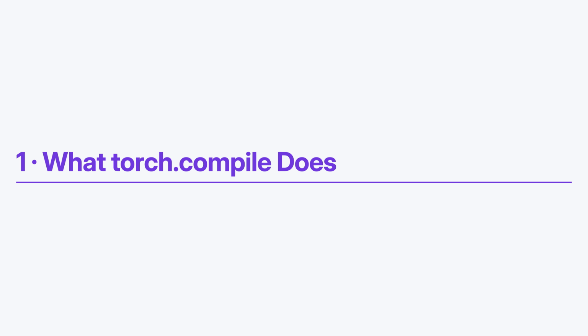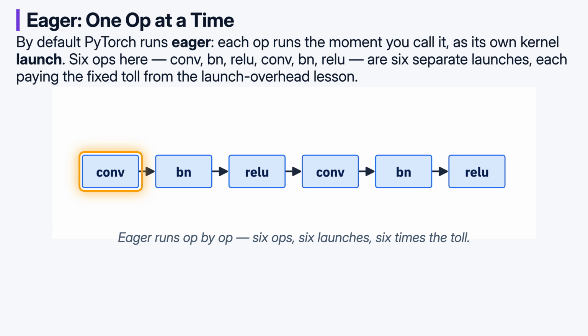Part 1. What torch.compile does. By default, PyTorch runs eager. Each op runs the moment you call it. This first node is a conv. Next, a batch norm. It runs as its own separate kernel launch. Then a relu. That is 3 ops so far, 3 separate launches.